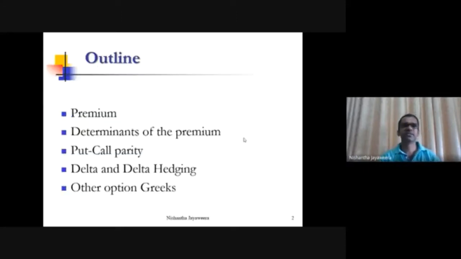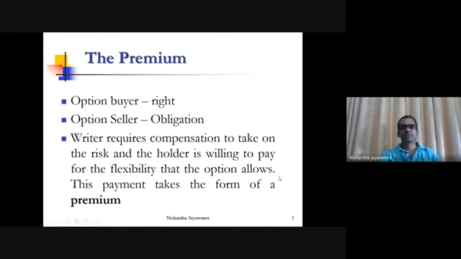Yeah, these are the things we are going to discuss. Let's see whether we really need to discuss the last two topics, but premium, determinants of the premium, and put call parity. This is sort of in options where we have the no arbitrage theory. It is reflected in put call parity, and we'll try to discuss these things. If time permits, we'll move ahead. So this is again a summary on options, what we discussed.